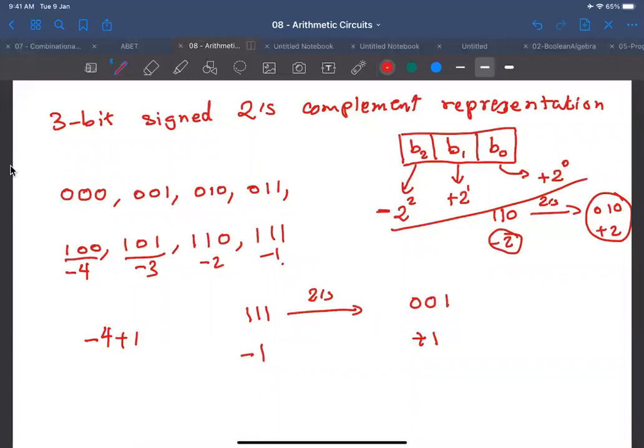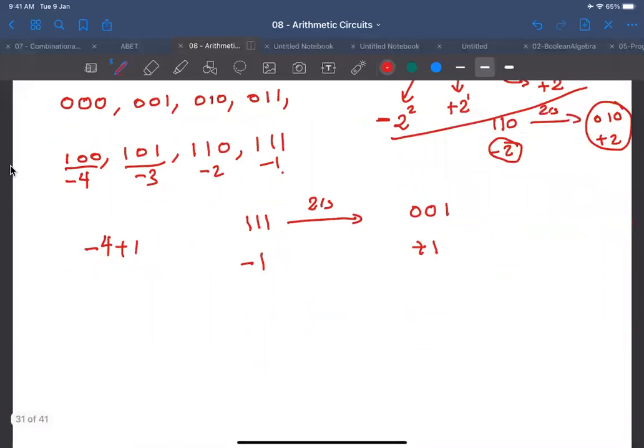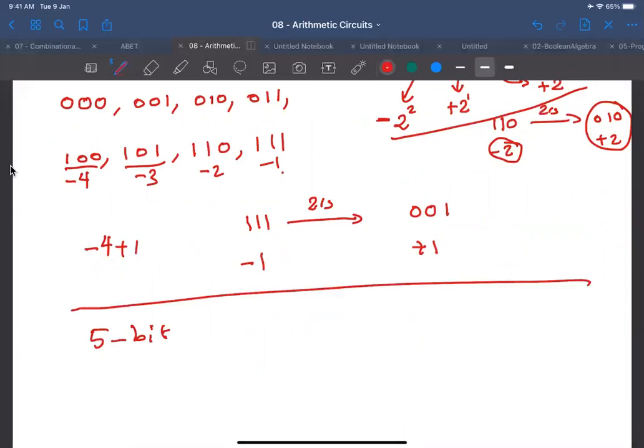So now let me check your understanding of this. If I want, let's say, a 5-bit 2's complement representation, and I would like to find the value of this number right away using this technique here, what do I do?